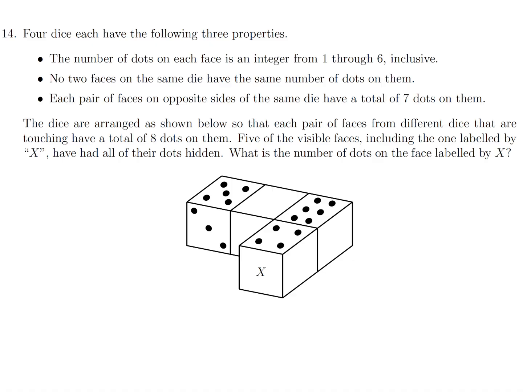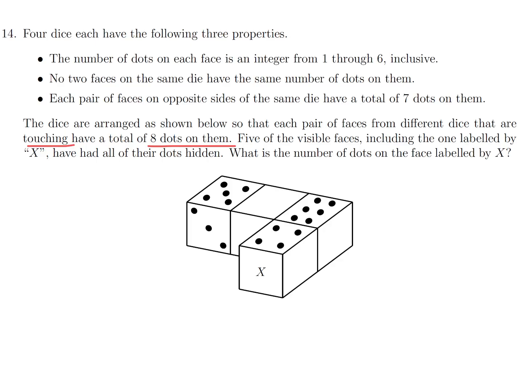Four dice each have the following 3 properties. The number of dots on each face is an integer from 1 to 6. No 2 faces on the same die have the same number of dots. Each pair of faces on opposite sides of the same die have a total of 7 dots. The dice are arranged as shown below so that each pair of faces from different dice that are touching have a total of 8 dots on them. And 5 of the visible faces, including the one labeled X, have had all of their dots hidden. What is the number of dots on the face labeled by X?